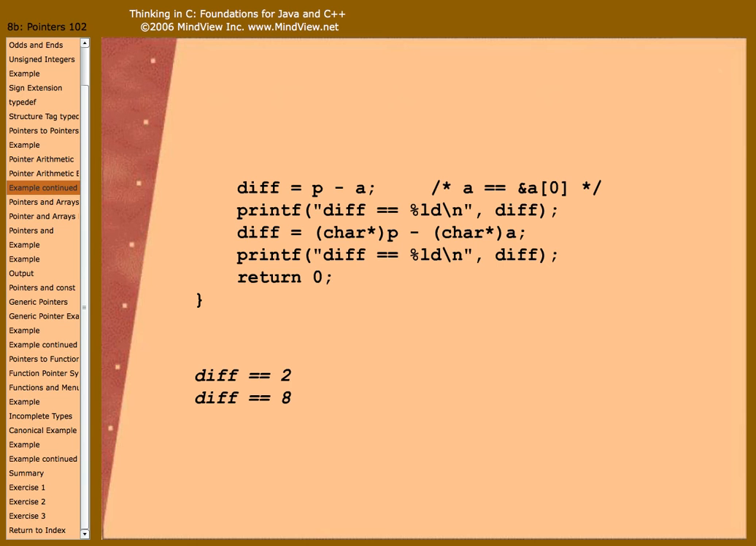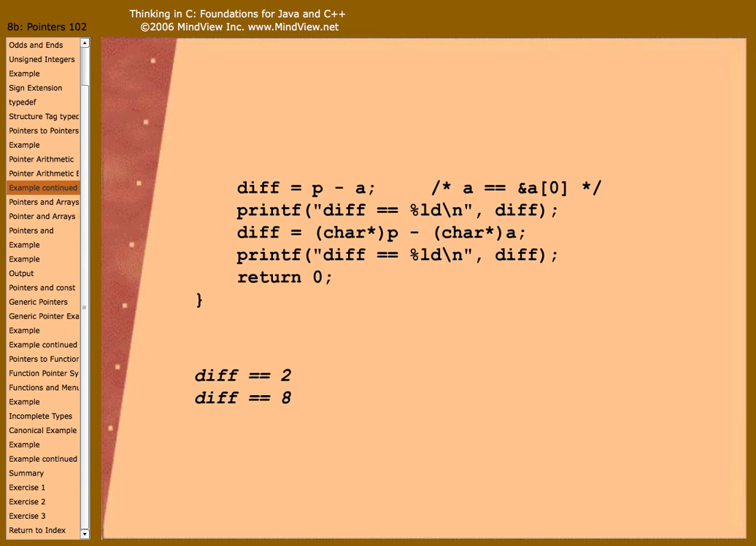Anyway, what I'm going to do now is determine how many bytes there are between these two elements. Of course, I know what it's going to be. There's 2 elements between the 2 pointers, and 2 times 4 is 8. But I can explicitly calculate that in the program by casting each pointer to a character pointer.